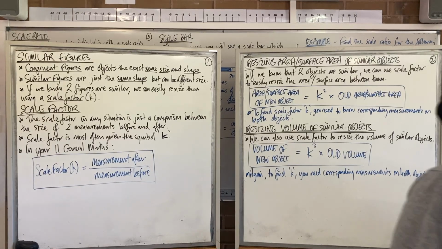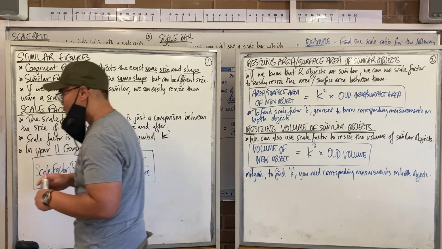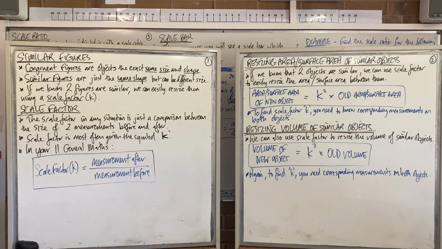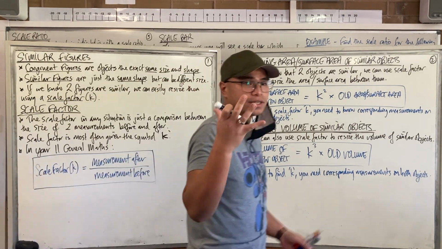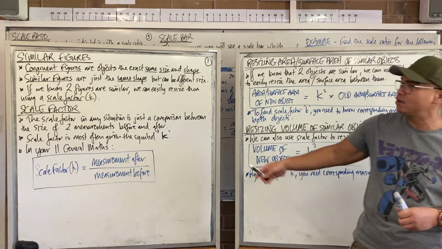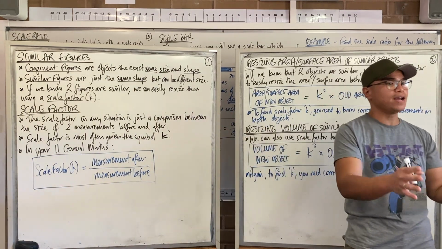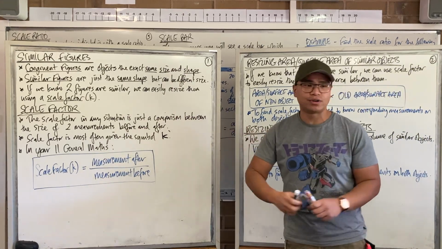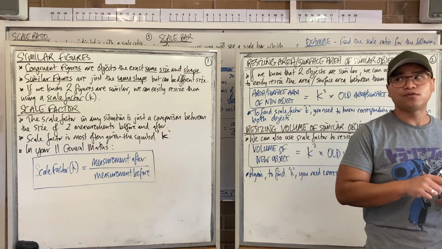All right, similar figures. You probably have spoken about congruent figures in Year 10 past. Congruent just means that the drawings are exactly the same size and shape. What we're talking about here is similar figures. They're the same shape, but they can be different size. Why is that useful for us?